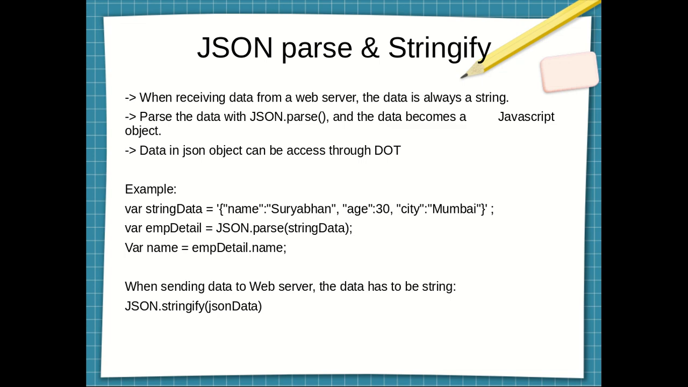When receiving data from a web server, the data is always a string. The string needs to be parsed at the client end. The parsing is done using the JSON.parse method, and the data becomes a JavaScript object after parsing. Data in a JSON object can be accessed through the dot operator. As an example, there is a variable string data which contains name, age, city name. We parse that string data into JSON format in our JavaScript, and we read the specific column values, like name.